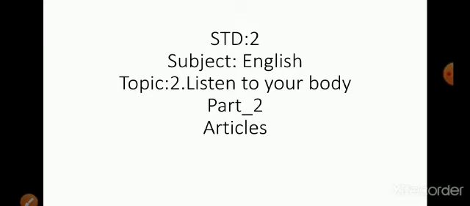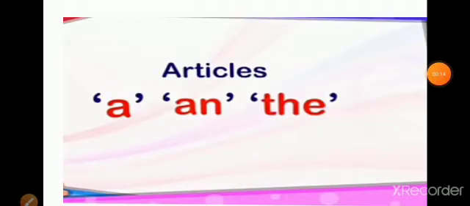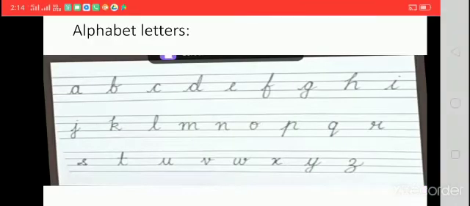Today I am going to teach the second standard English lesson, Listen to your body part 2: articles. Do you know the articles? Articles a and the, used to point out the nouns, are called articles. Now we are going to learn articles a and an.